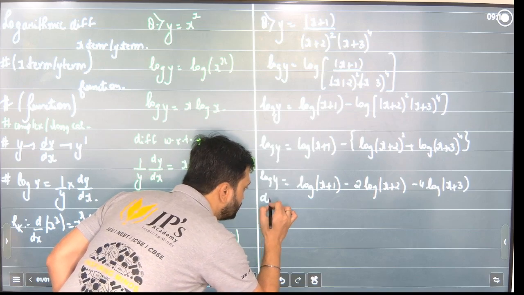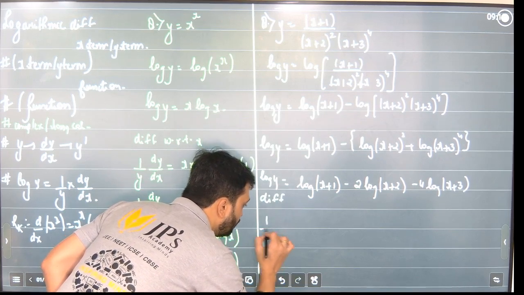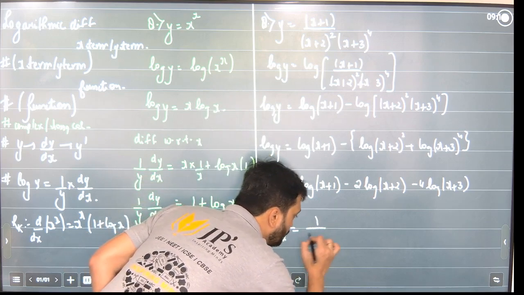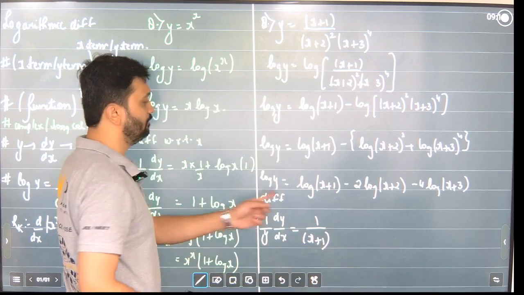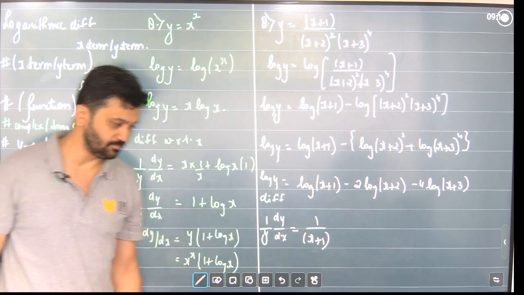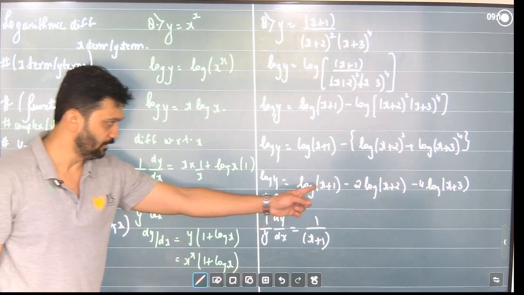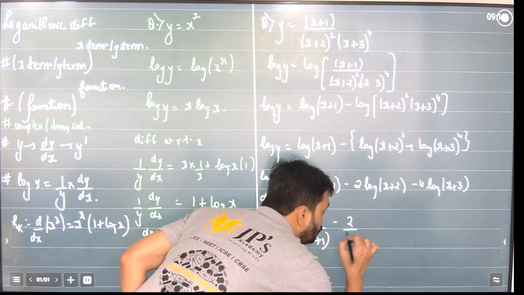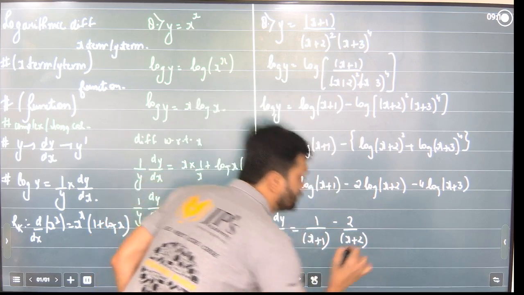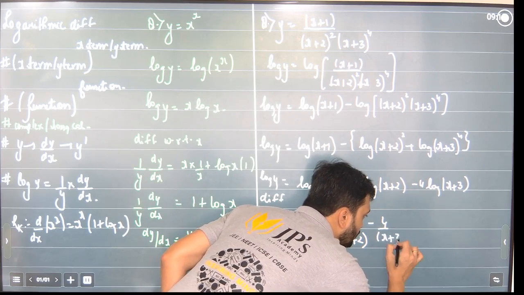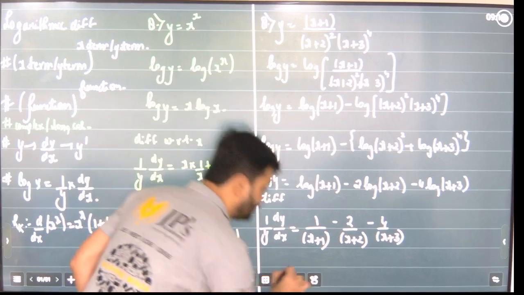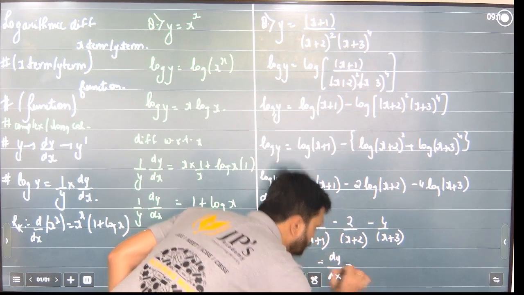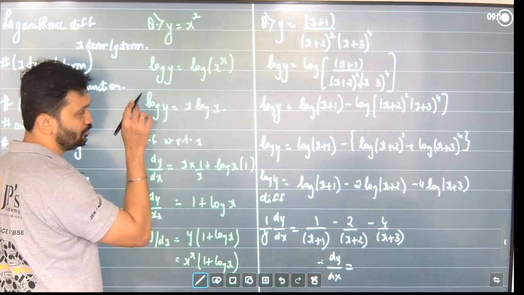Therefore, if I differentiate, this will become 1 upon y dy by dx, and this will become 1 upon (x plus 1). Now the derivative of log is 1 upon (x plus 1). Can you tell me what will be the derivative of x plus 1? 1, because the derivative of x is 1 and the derivative of 1 is 0. Minus 2 upon (x plus 2) minus 4 upon (x plus 3), and therefore my final answer will become, y will go that side, so dy by dx is equal to, y has gone that side. Now guys, since y has gone that side, what is the value of y?